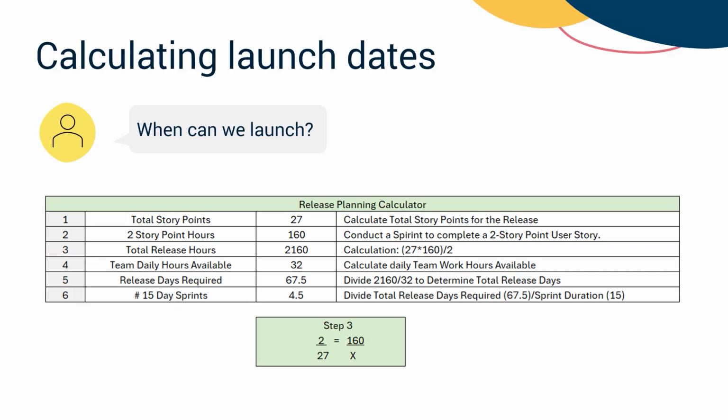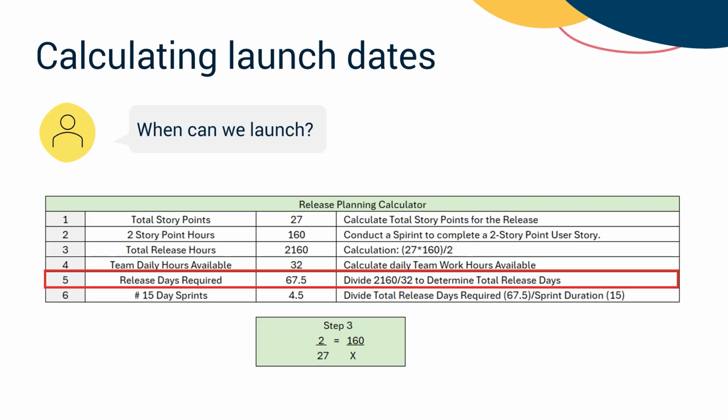Next, we need to determine how many average hours can be devoted to each sprint. In this example, our team believes they can cumulatively devote 32 hours each day. Now, we can determine the total number of days needed to release the product. We know the total hours required are 2,160, and the team says it can work 32 hours each day. Therefore, the math tells us that a total of 67.5 days is needed to complete all the work.